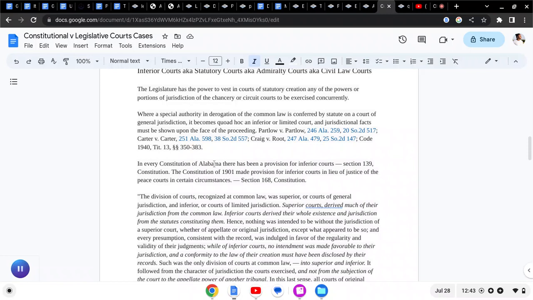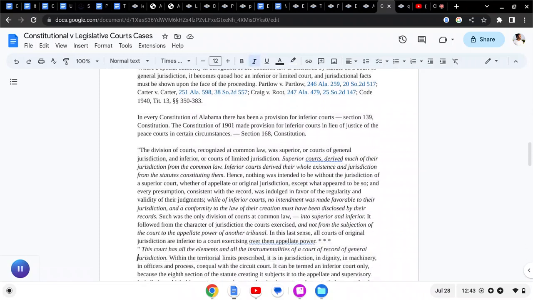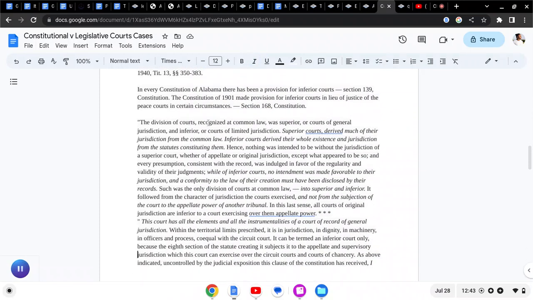In every constitution of Alabama, there has been a provision for inferior courts. Section 139 Constitution. The Constitution of 1901 made provisions for inferior courts in lieu of justices of the peace courts in certain circumstances. Section 168 Constitution. Let's go down some more. The division of courts recognized that common law was superior, or courts of general jurisdiction, like I just told y'all, and inferior, or courts of limited jurisdiction, like I just told y'all, legislative courts. Superior courts derive much of their jurisdiction from the common law.